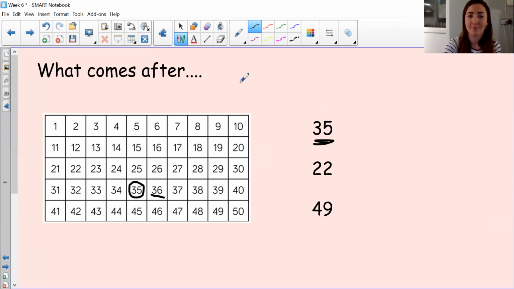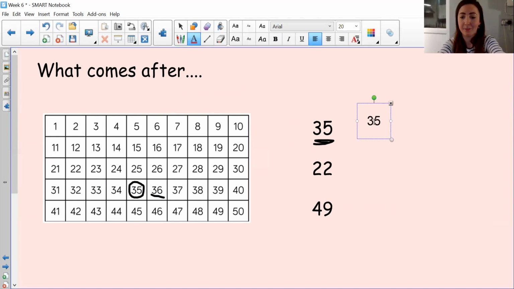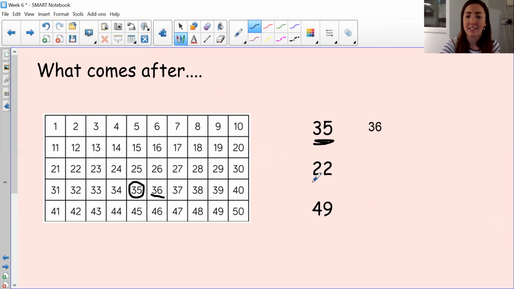36. And then what about this number? What does this number say? It says 22. Okay, so what comes after 22? Now you know what you need to do. Pause the screen to find what comes after 22.